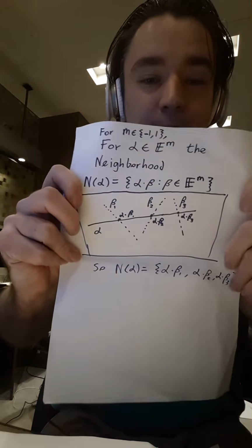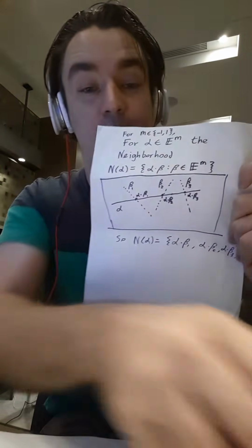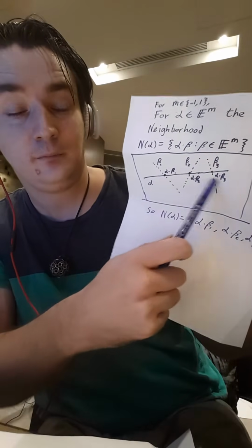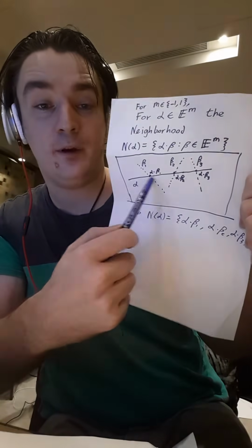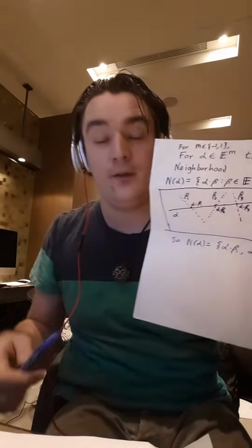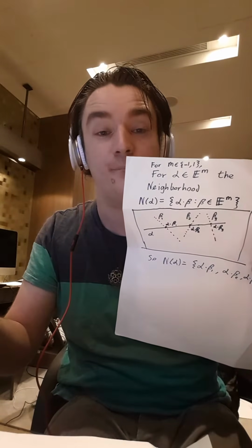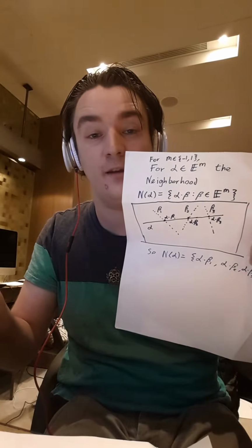Suppose alpha is this line here. Well, alpha is a line. We want to calculate the neighbourhood of alpha. That ideally should be the set of all points on that line. How do we find them?